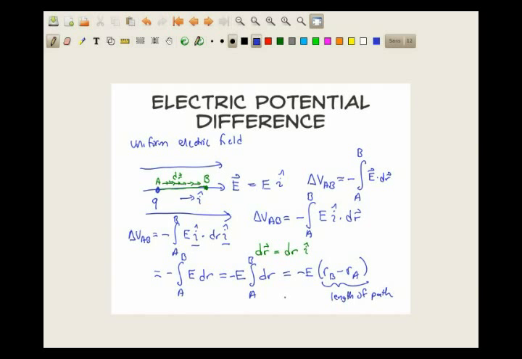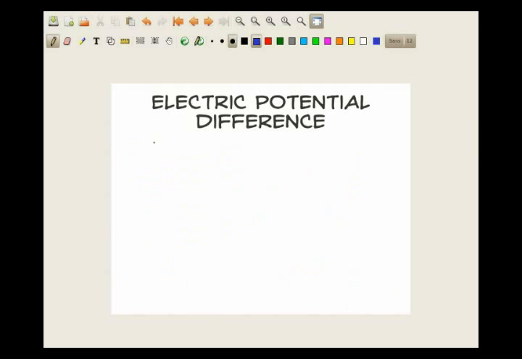Okay? So in the special case of a uniform field, the potential difference between 2 points A and B is just equal to the difference in positions of the 2 points times the electric field, E delta r, with a minus sign in front of it. Now let's think about what this means for two cases, Q greater than 0 and Q less than 0.